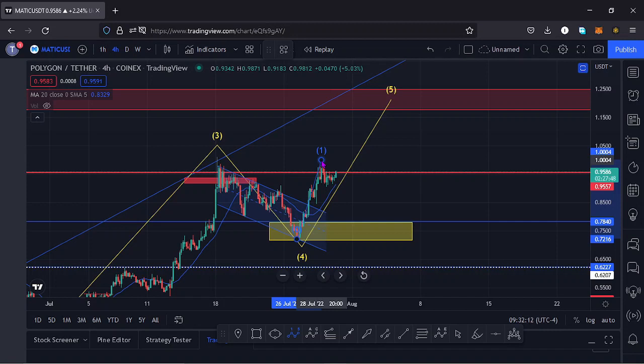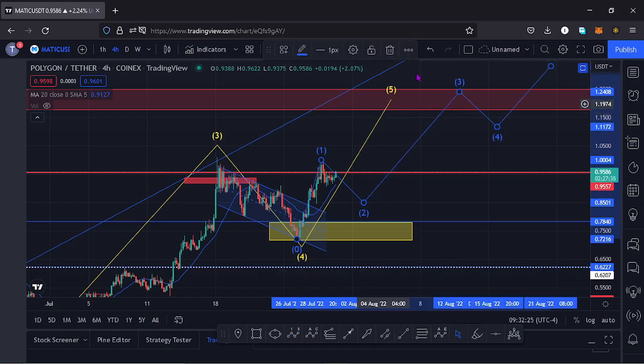and as we tried to make a retest, we started having a pullback to the lower side, and that pullback might be giving us a wave 2, and then we might see a wave 3, then a wave 4, and a wave 5 to complete this wave 5.